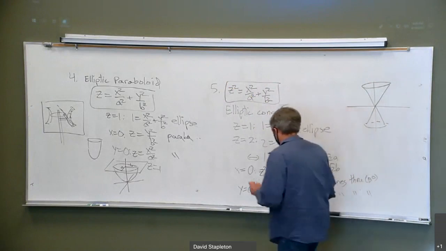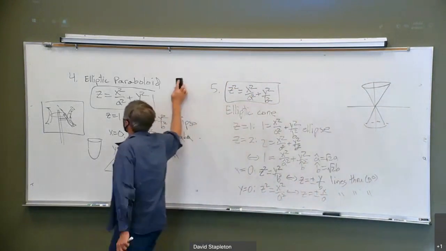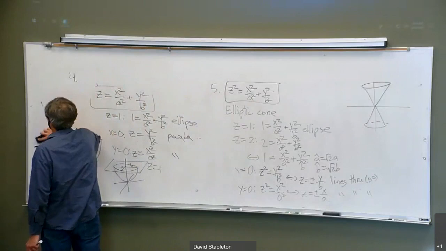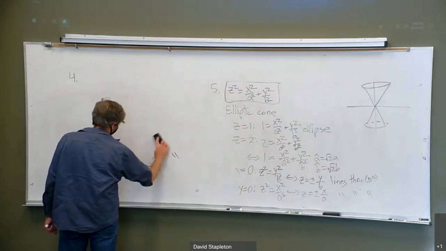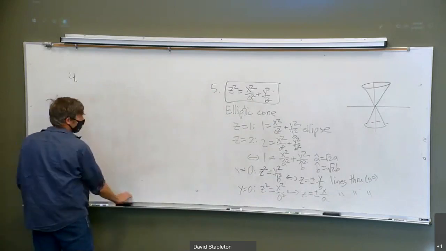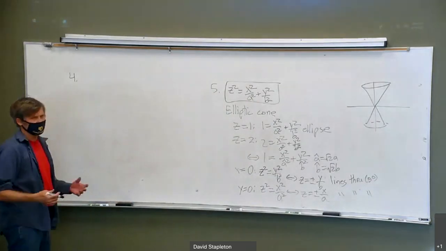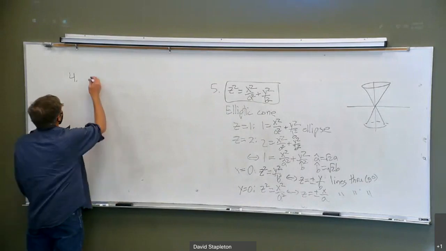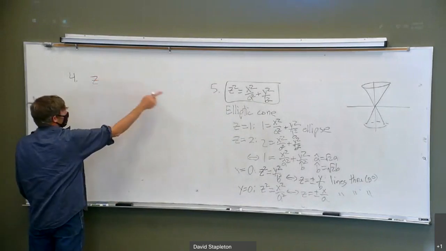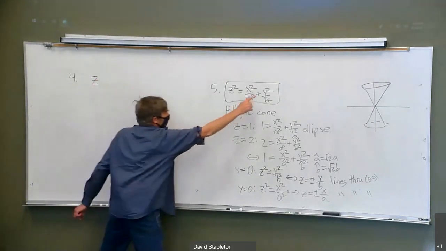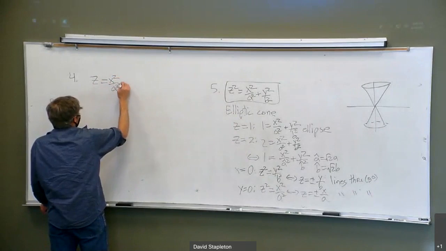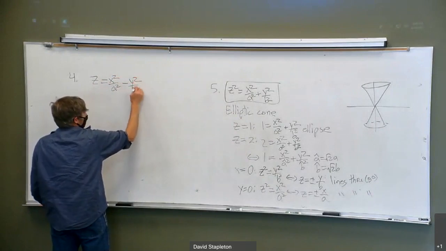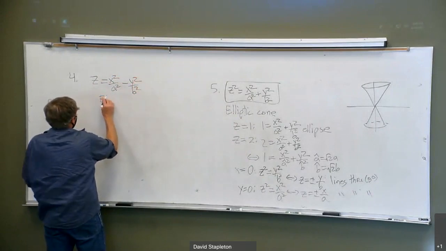Finally, one last one. This is the hardest one of all for students. Fortunately, in Oklahoma, we can actually draw this one. Everybody knows what that will look like. All right, so we look at z. It looks just like the elliptic cone, except I changed the plus to minus. z equals x squared over a squared minus y squared over b squared. And it changes it around, right? This is a hyperbolic paraboloid.